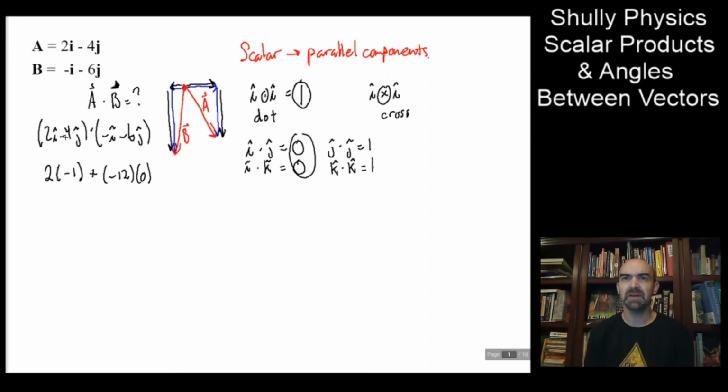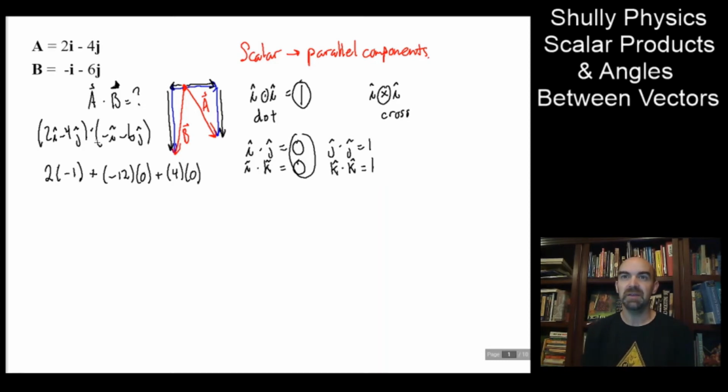Now we're going to go to the second term here, negative 4j dot negative i. So negative 4 times negative 1 is a positive 4. And then j dot i, again, those are perpendicular components. j dot i is going to be 0 also. That is a 0 nullified portion of our answer here.